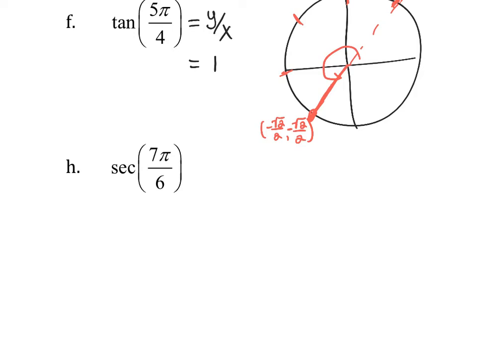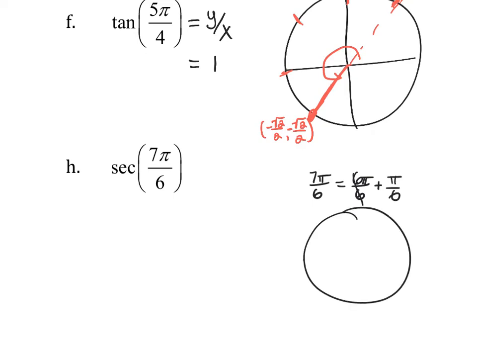Okay, how about 7 pi over 6? My strategy for looking at these problems is not to just memorize where angles are, but to think of 7 pi over 6 as being really close to 6 pi over 6. In fact, it's only pi over 6 away, and 6 pi over 6 is just pi. So I know that in order to find 7 pi over 6, I'm going to go to pi, and then I'm going to go pi over 6 past that.